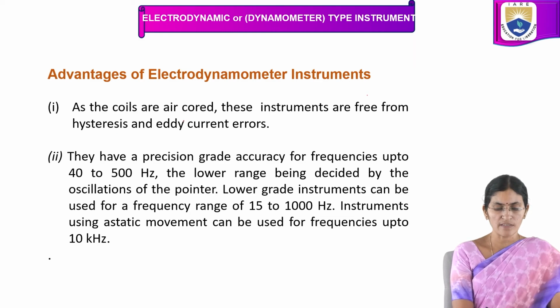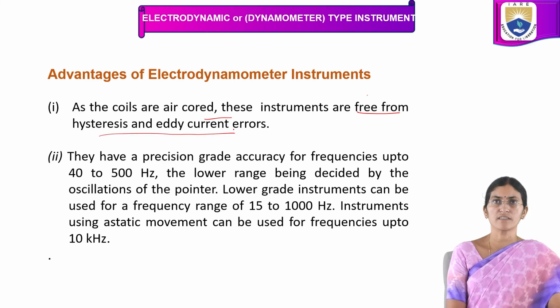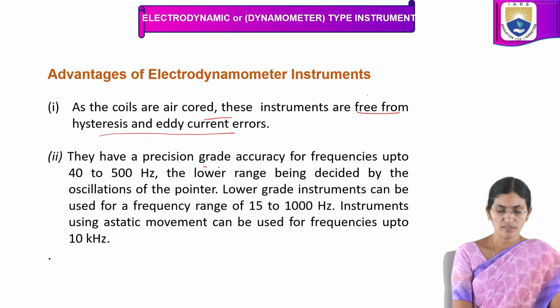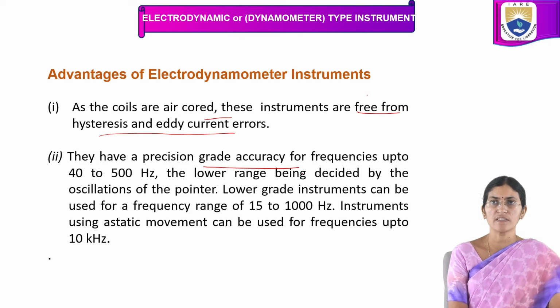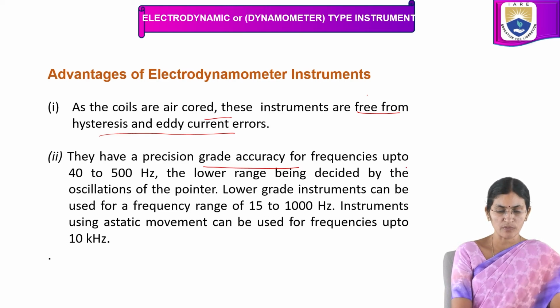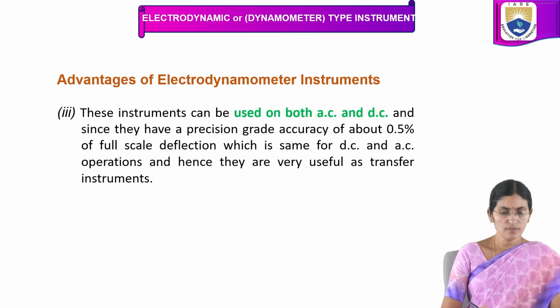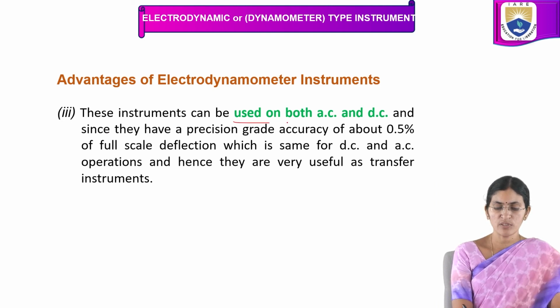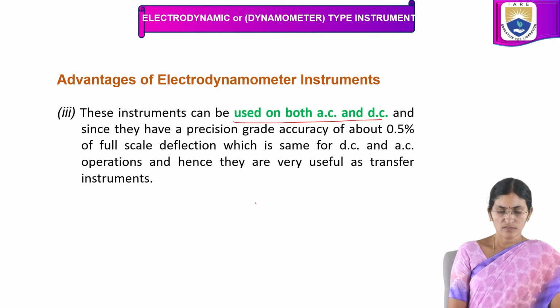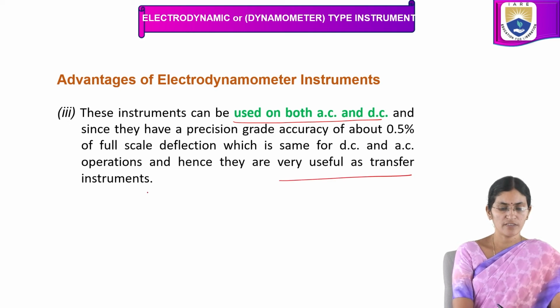Next, coming to the advantages of dynamometer type instruments. As the coils are air cooled, these instruments are free from hysteresis and eddy current errors. They have great precision and very high accuracy. They can be used for frequencies up to 40 to 500 Hz, where the lower range is decided by the oscillations of the pointer. They can be used for both AC as well as DC, and they have very high accuracy, and hence they can be used as transfer instruments.